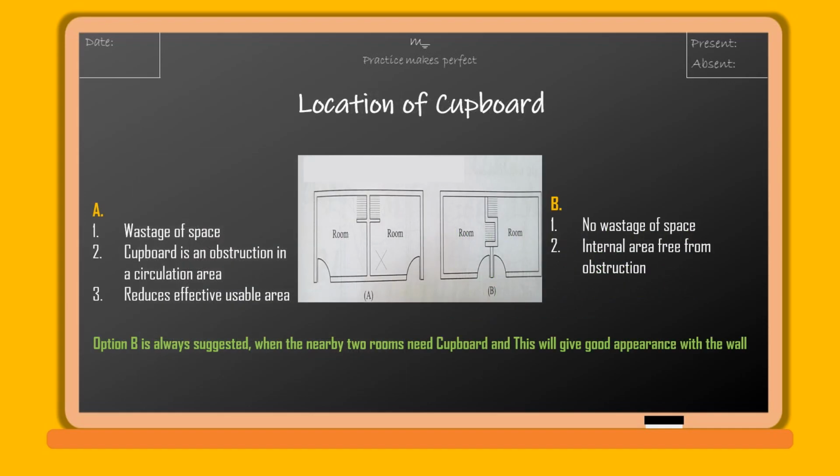The location of the cupboard is most essential for the good appearance of the rooms. The general rule is that the outermost surface of the cupboard and the surface of the wall must be equal in thickness. So we can follow option B for this case.